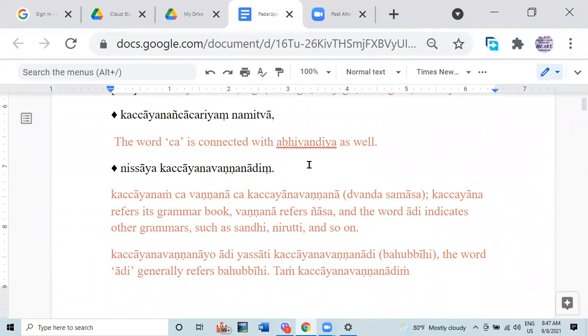Why does the writer use the singular in this case? As you know, Kaccayana, vanana, adi. So instead of saying Kaccayana, vanana, adayo, this is the question. Does the writer not know grammar? It's impossible because he's a grammarian, a grammar teacher. There is not only one book, but why does he use the singular? This is a very good question.